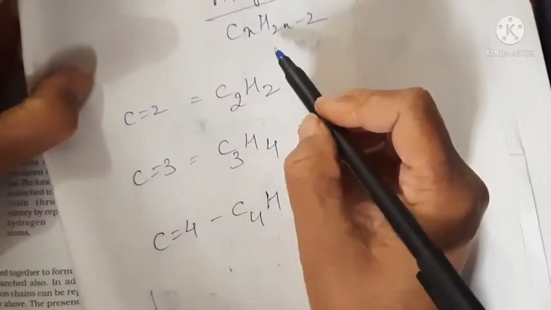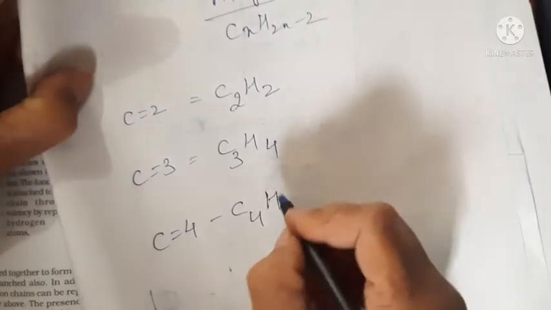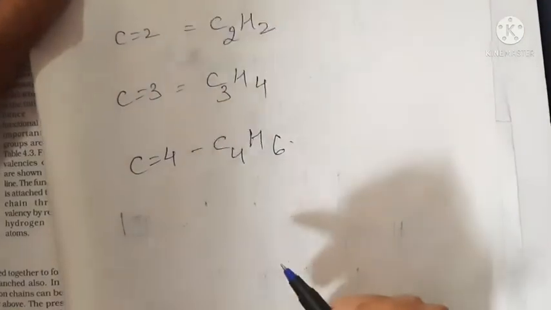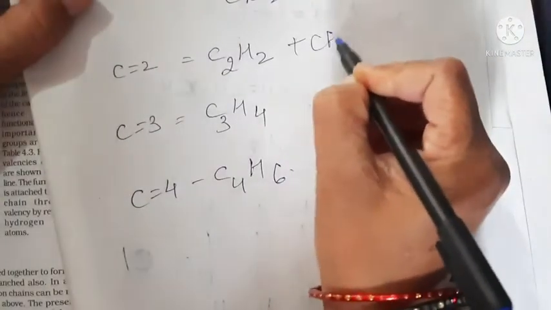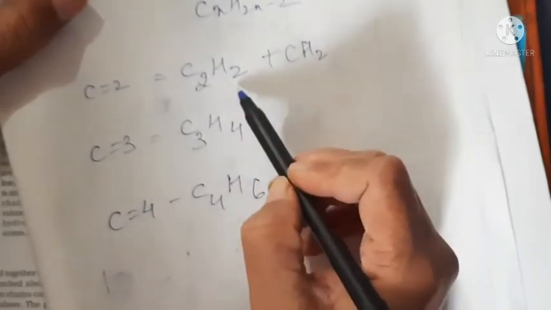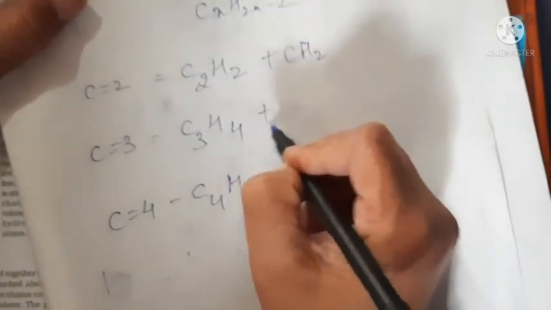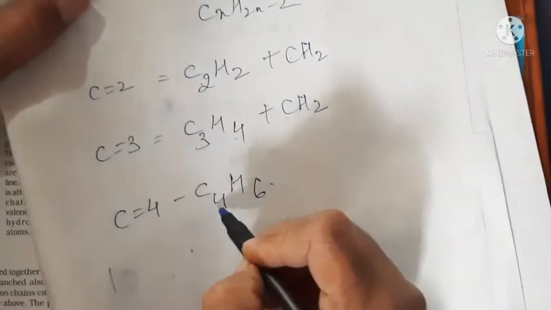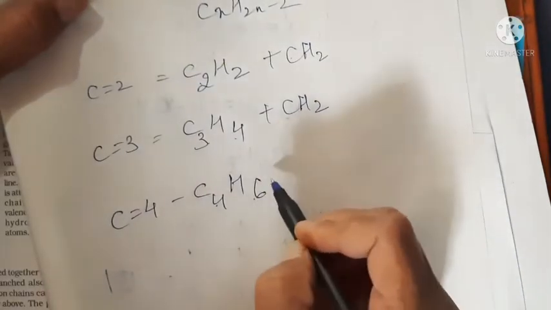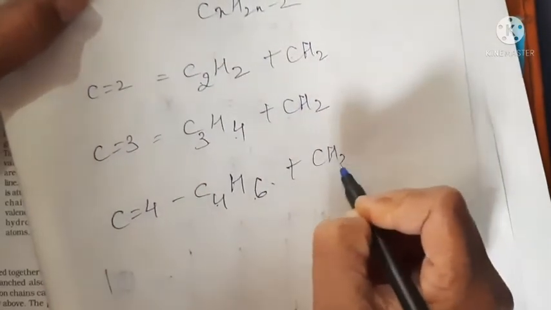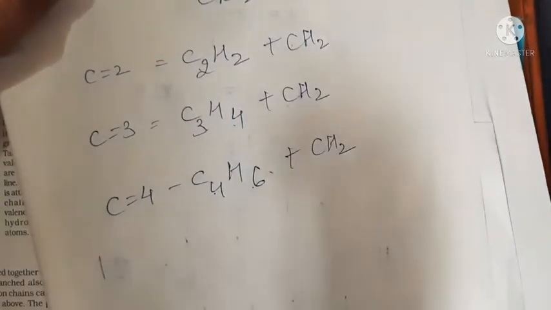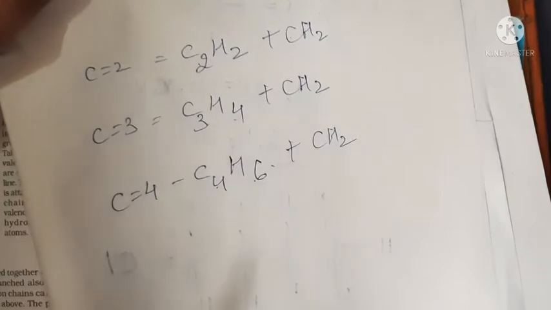C4H, 4 2s are 8, 8 minus 2, so you will get these hydrocarbons. Now here if you will add CH2, what you will get? C3, 2 plus 1, 3, and how many hydrogen? 4. Here again if you will add CH2, you will get C4 plus H6. Here again if you will add CH2, you will get another hydrocarbon. So what I mean to say is this: it's alkene, alkane or alkynes.